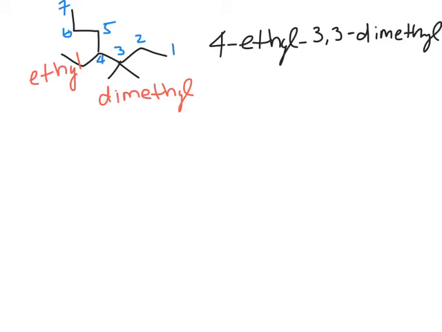Now the rules also now say that when we have no more substituents, we go straight into the parent name, which is heptane, but I've run out of room. So there's no dash, no comma, no space. Go straight into heptane. So the name of our molecule is 4-ethyl 3,3-dimethyl heptane.